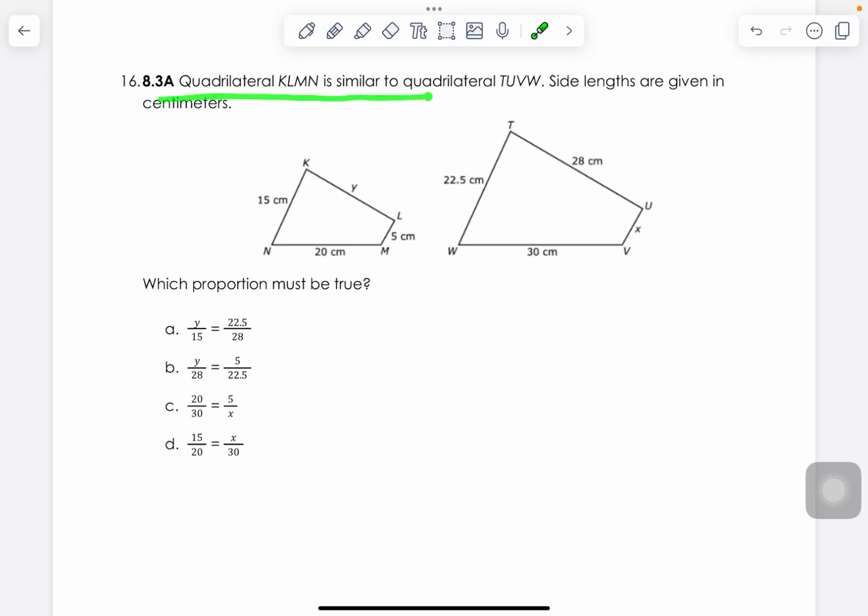Quadrilateral KLMN is similar to quadrilateral TUVW. The side lengths are given in centimeters. All right, so I've got two similar figures. Which proportion must be true?